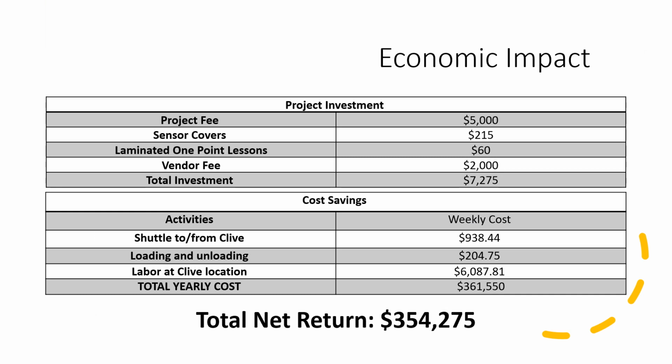As for the economic impact, the total investment cost was $7,275. That was due to implementing the resources stated before, along with having the vendor come and visit. With the implemented resources, we are able to save Marzetti $361,550 due to the reduction of shipping to Clive to package the pasta that was unable to be packaged at the Altoona location. This will have a total net return of $354,275.